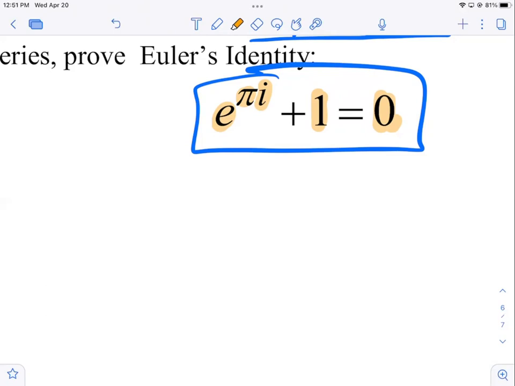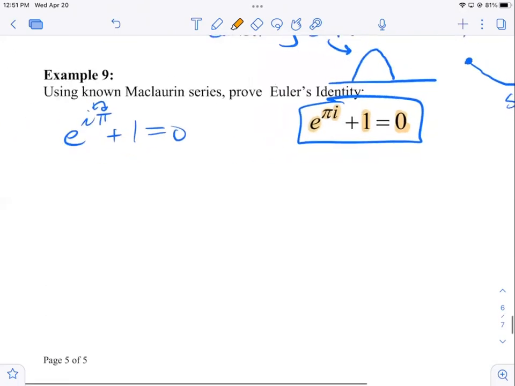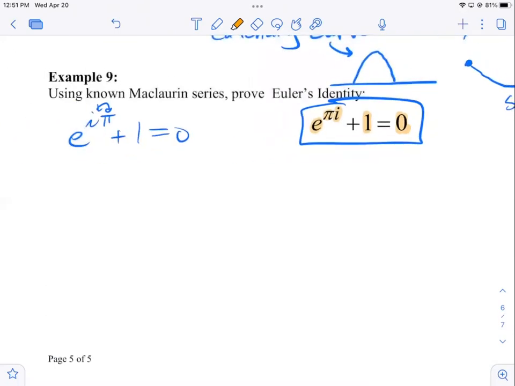I love it. So what we're going to do is we're going to derive this for you, or I'm going to derive it with you, I should say. All right. So here's how we're going to derive it.